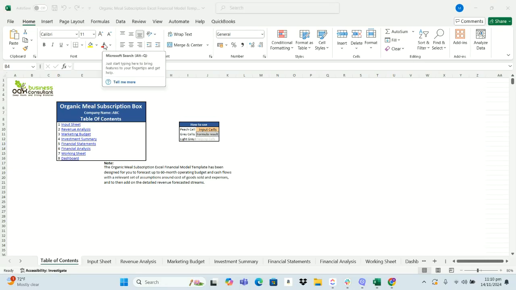Today we are going to discuss organic meal subscription Excel financial model template. Here you can see the table of contents. We have input sheet, revenue analysis, marketing budget, investment summary, financial statements, financial analysis, working sheet and dashboard.